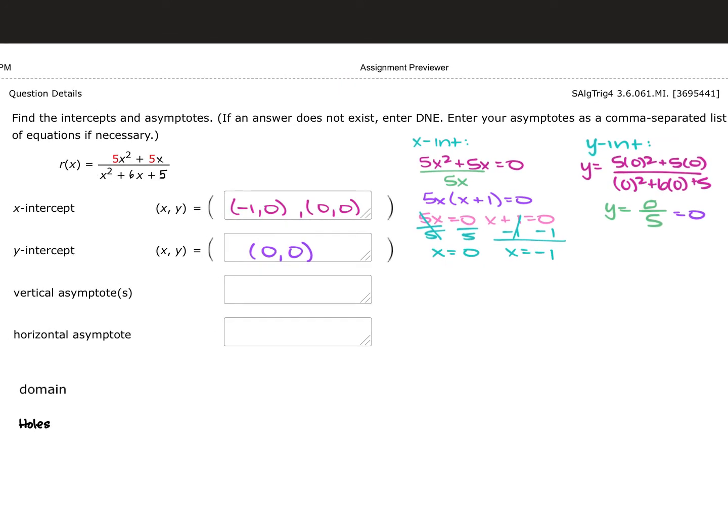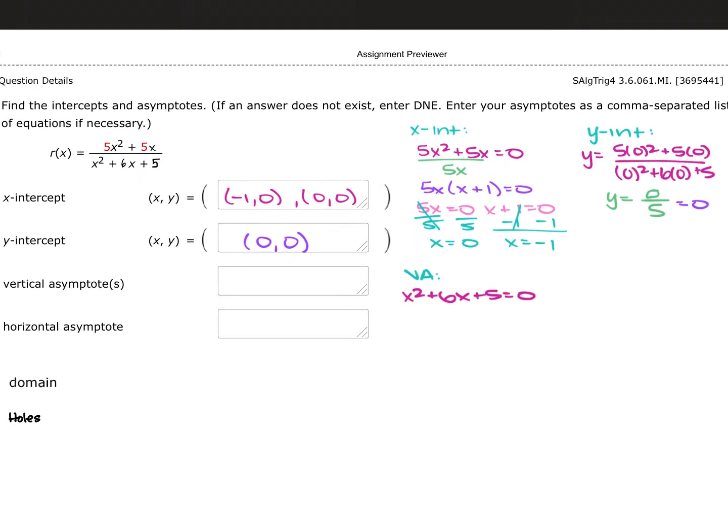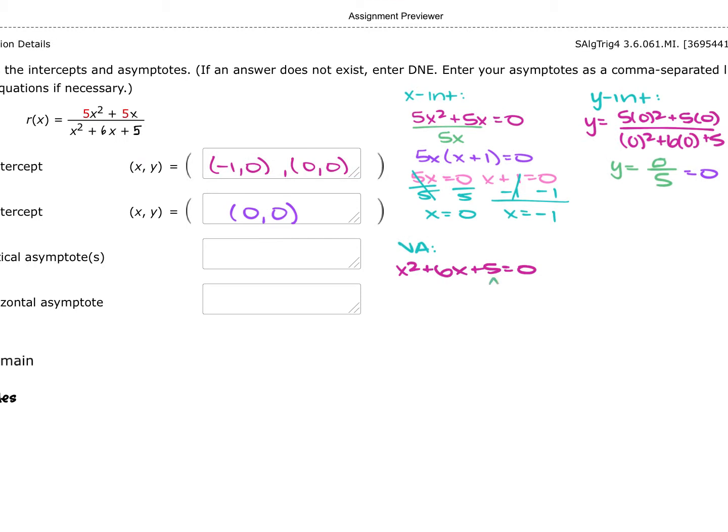Next, it asks you to find your vertical and horizontal asymptotes. We're going to start with your vertical asymptote. You're going to take the denominator, set it equal to 0, and solve. So your denominator is that x squared plus 6x plus 5. We set it equal to 0. We factor in order to solve it. You have factors of 5 that add up to be 6 as 1 and 5. So this factors to be x plus 1 times x plus 5 is equal to 0.